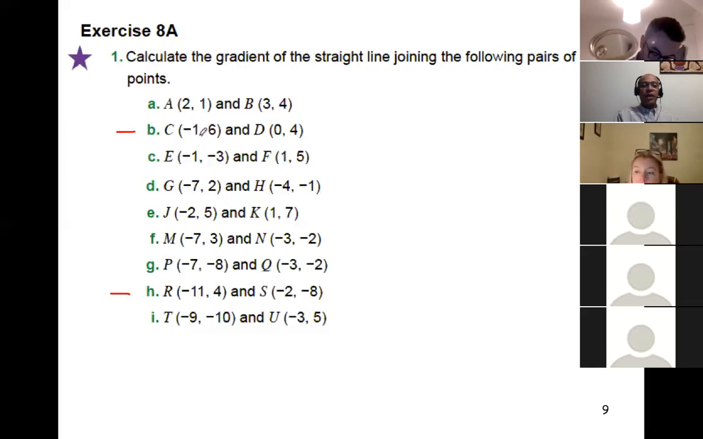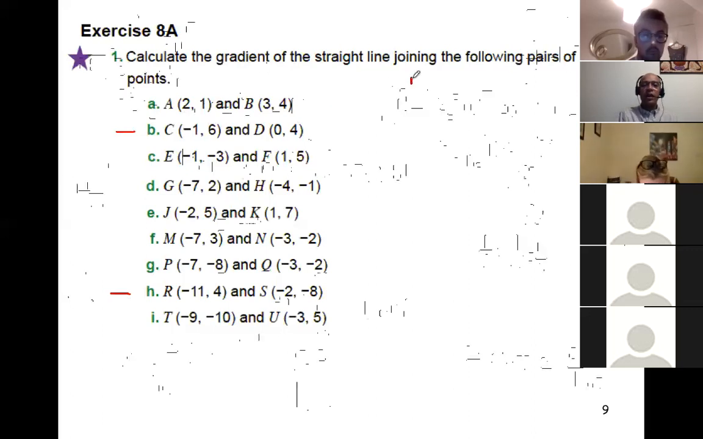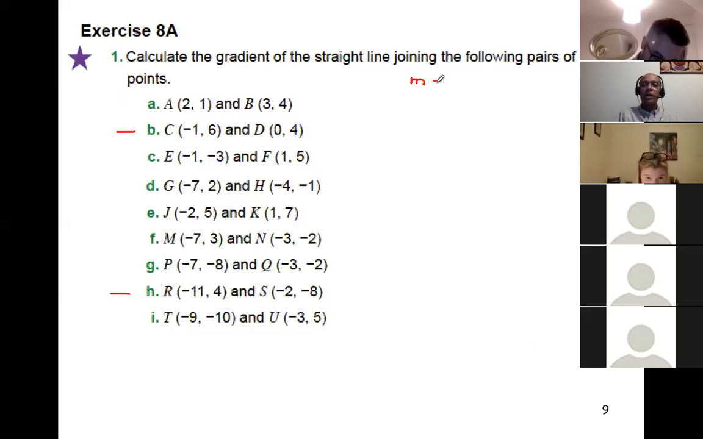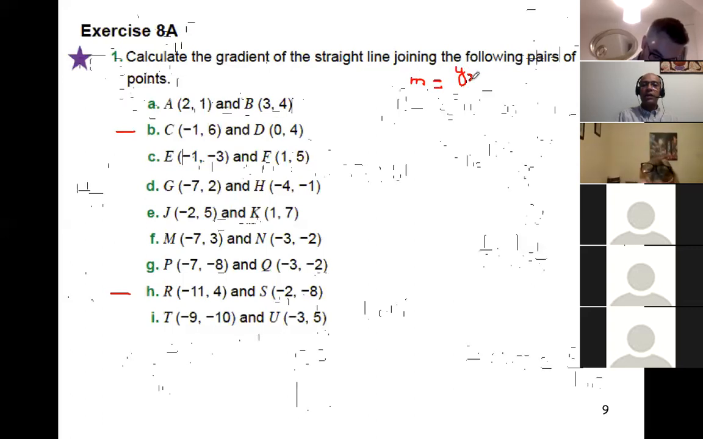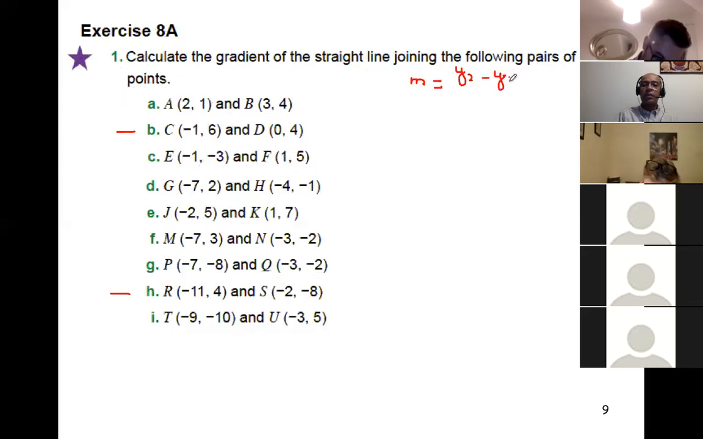So I'm going to decide C, x1, y1 and x2, y2. So I'm looking at this. I know m is y2 minus y1, remember? Divided by x2 minus x1.